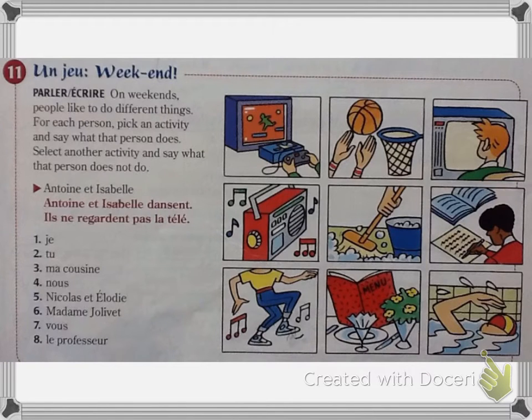Let's take a look at exercise 11, le weekend. On weekends, people like to do different things. For each person, pick an activity and say what that person does. Select another activity and say what that person does not do. Okay, so again, I'll do a couple examples and you can practice doing these as well. So our example is Antoine and Isabelle. They picked dance and watching television. So Antoine et Isabelle dansent. Ils ne regardent pas la télé.